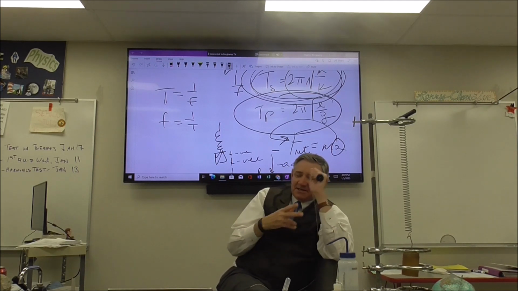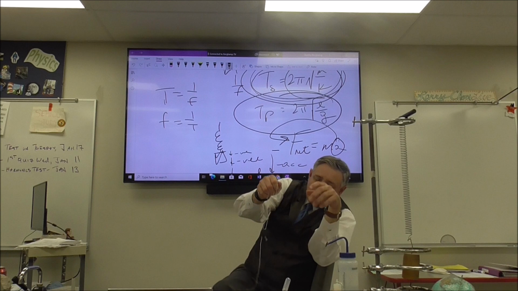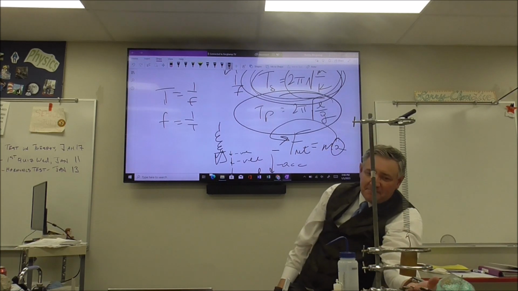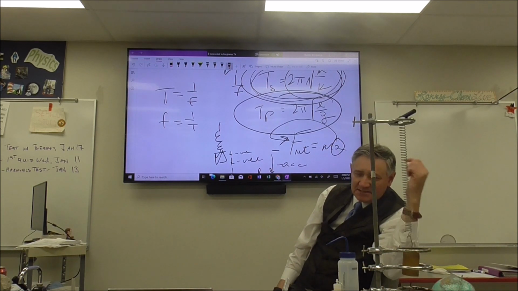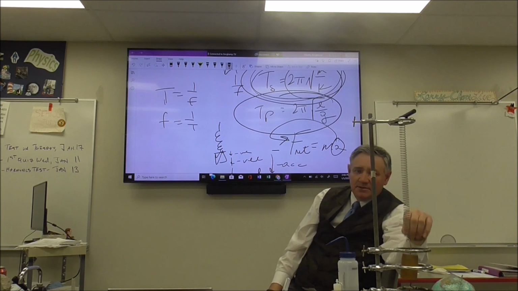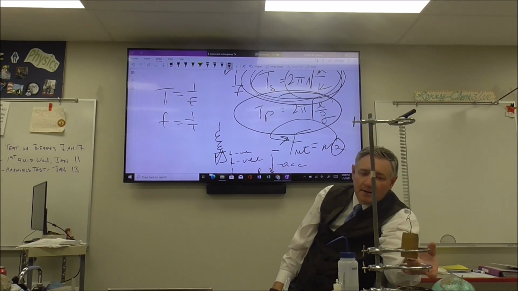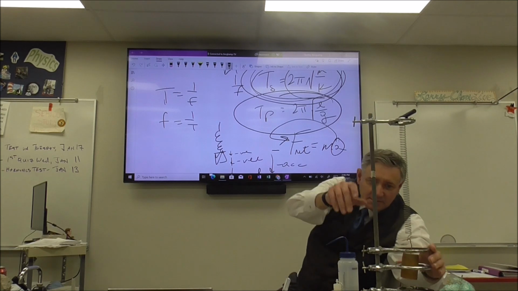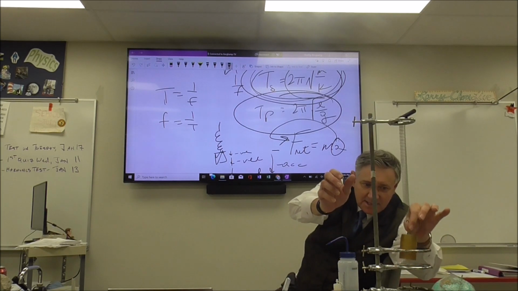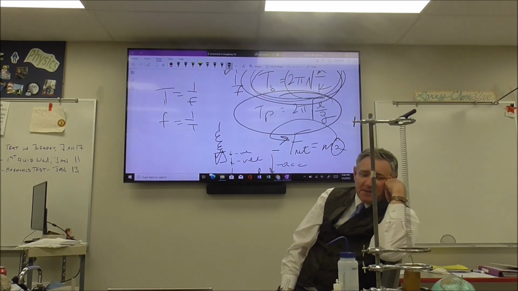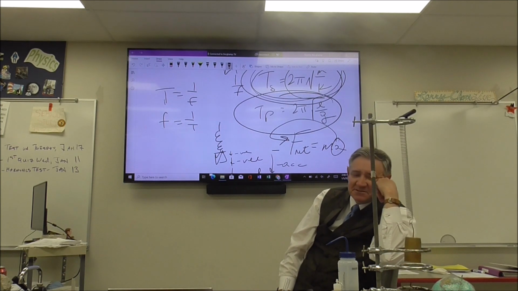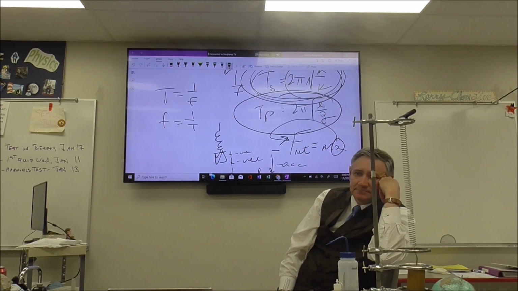Now, here's an interesting idea. I take this mass and I make it oscillate like this, okay? Very small amplitude, okay? Then I give it a bigger amplitude. What happens to the value of T? It stays the exact same.